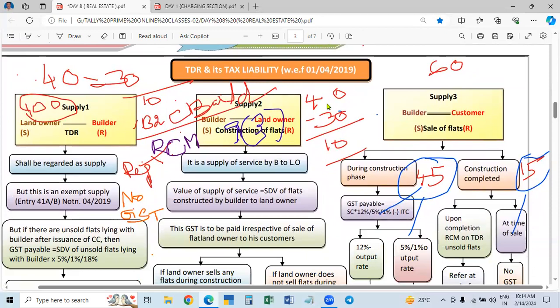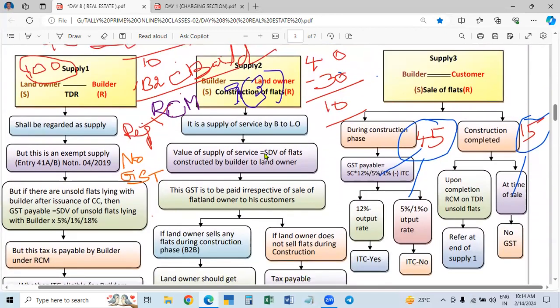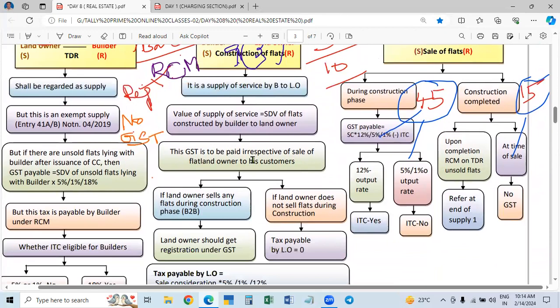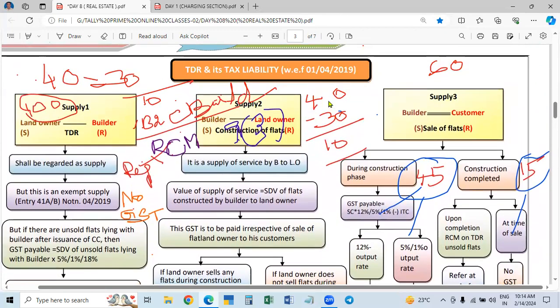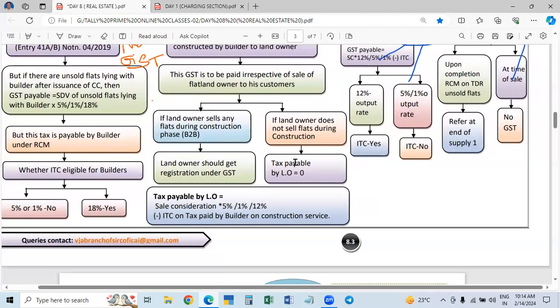And since the builder has to show the liability under the B2B category in GSTR1, the landowner will get the ITC in GSTR2B, because the builder is paying the tax under B2B with the landowner's GST number. So the landowner will get the ITC.